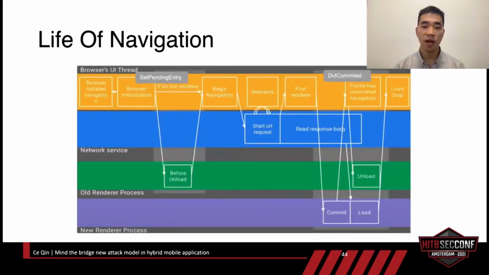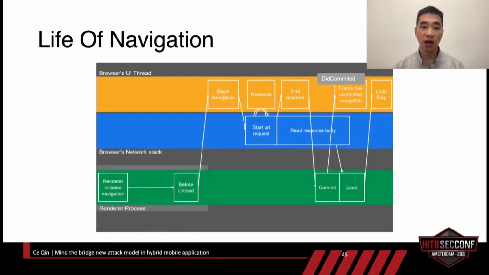This is a timeline of browser-initiated navigation as we've seen before. The pending entry will be set at the beginning of navigation in the browser model, and the last committed entry is set after the render page is committed. This is a timeline of render-initiated navigation. The only difference in the navigation flow is that it starts in the render and certainly will not set the pending entry.